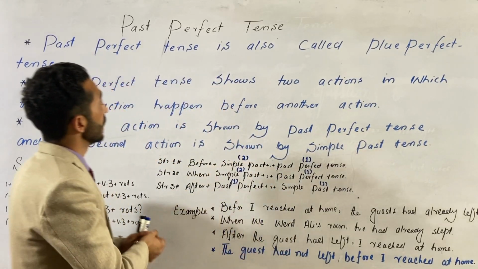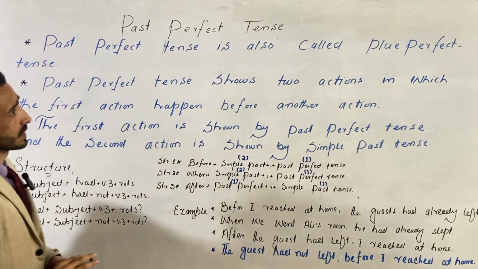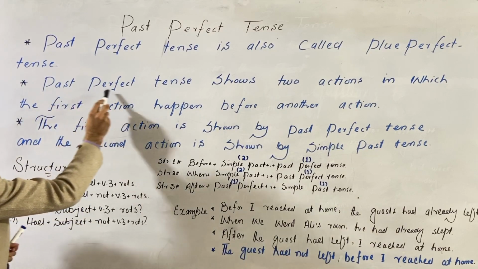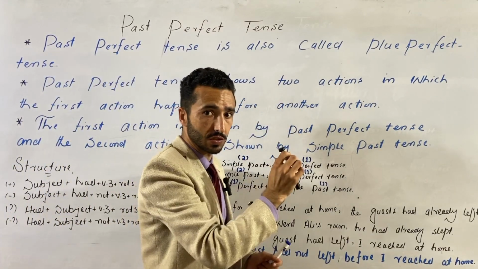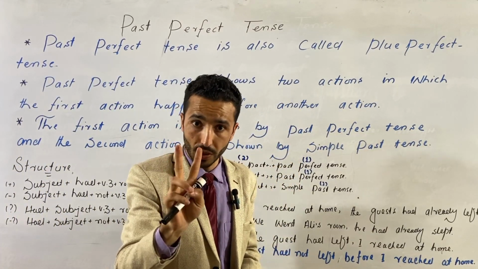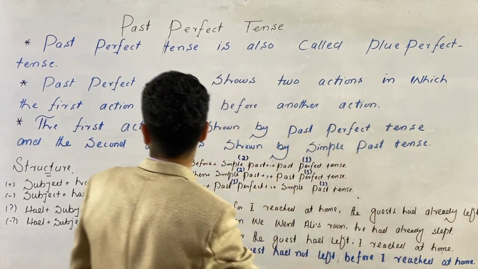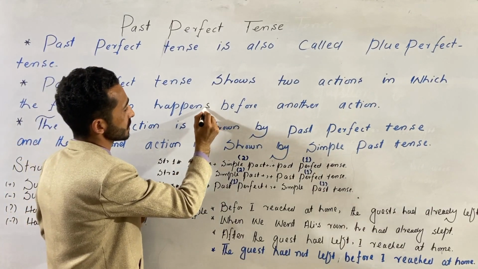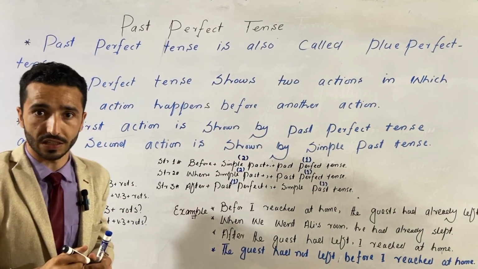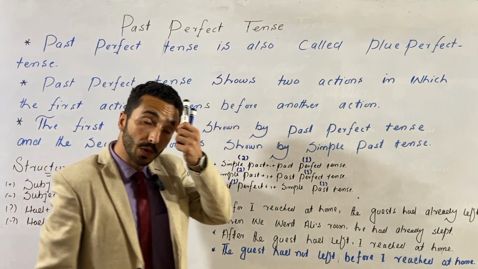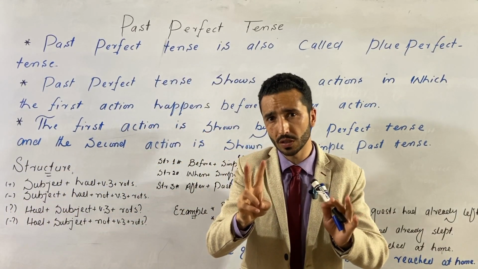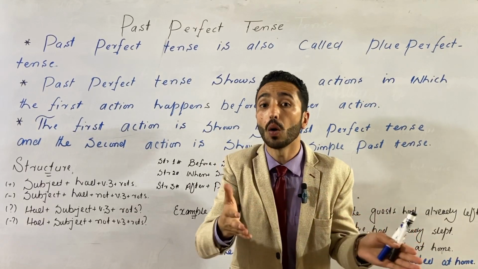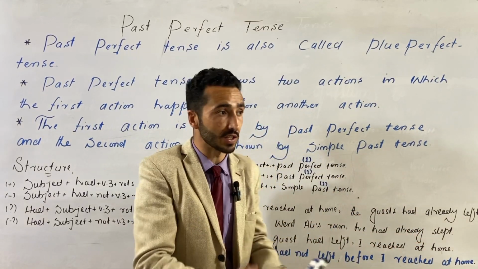So past perfect tense is also called pluperfect tense. That was the first point. Come to the second point. Past perfect tense always shows two actions in which the first action happens before another action. Now look, past perfect tense shows two actions when the first action happens before another action. How does the first action happen before another action?